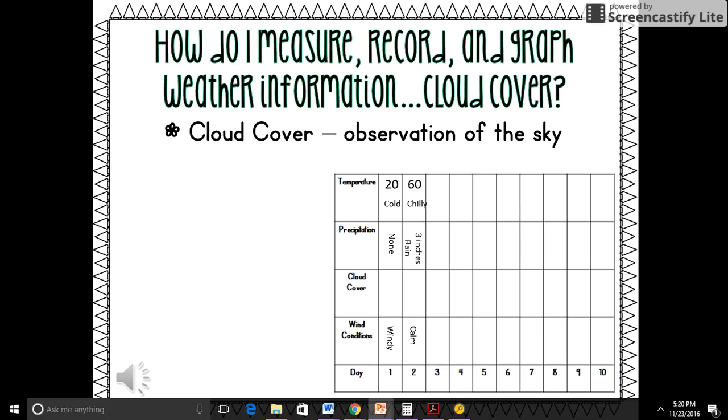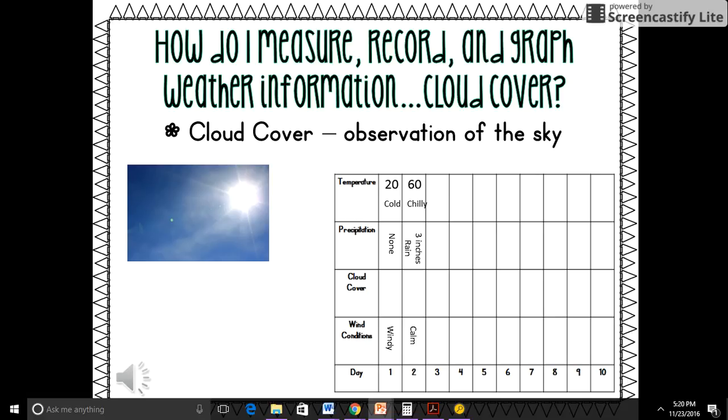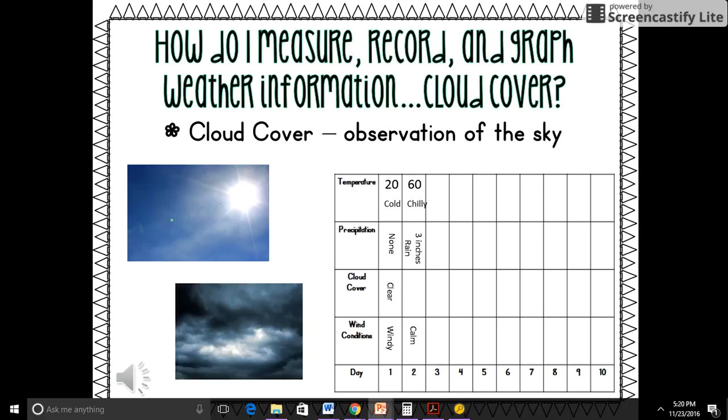Finally, we're on a slide about cloud cover. Remember, cloud cover is how much clouds are in the sky. Do you see the first day? The sun is bright and shining. So I went over to my graph above day 1 where it said cloud cover and I put clear. Do you see the second picture? This was day 2. It was mostly cloudy on that day. There's not much sun to be seen. I went above day 2 to cloud cover, and I put mostly cloudy.